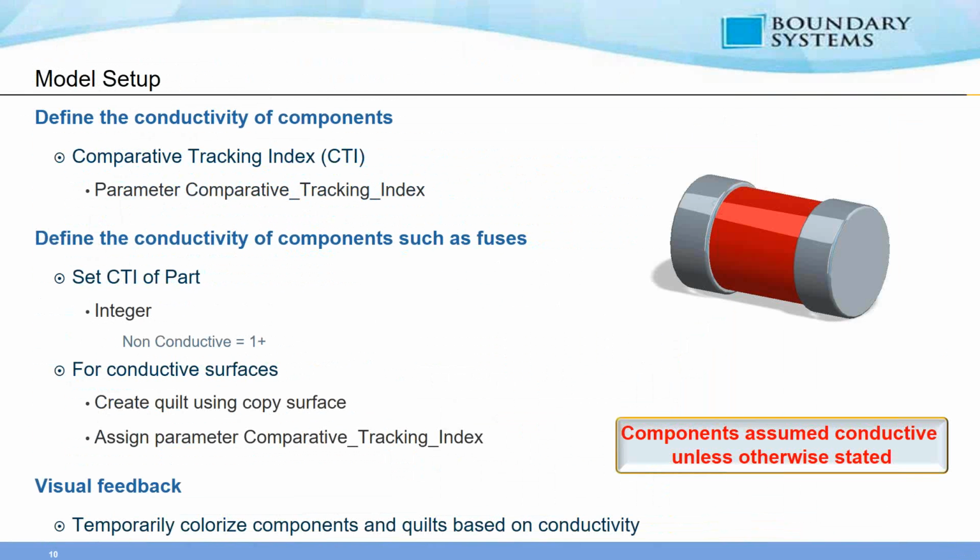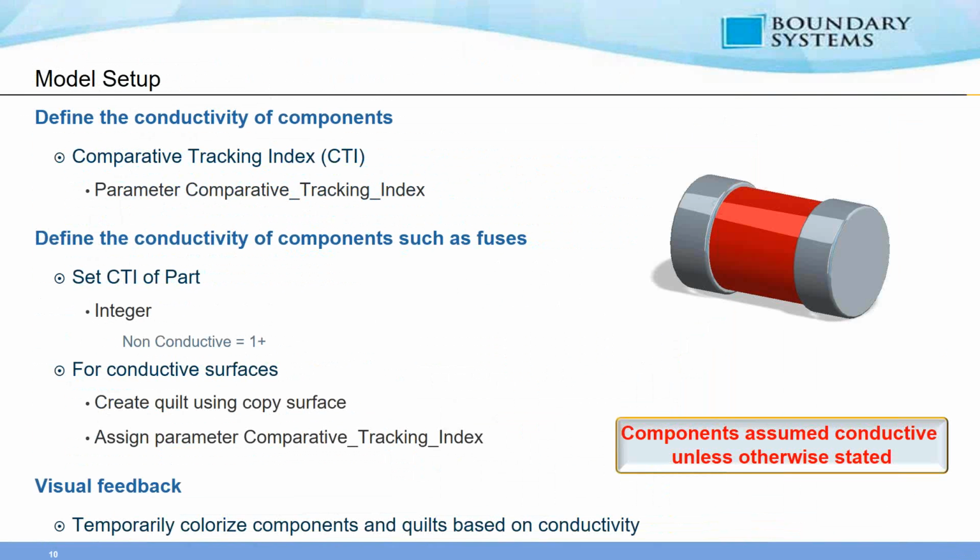So let's look at how you set up your models. First, you have to set up the conductivity of the component, and to do this, a parameter is added to the component to describe the comparative tracking index, or CTI value. Once the parameter is set in Creo Parametric, we'll understand whether the component is conductive or non-conductive. As a safeguard, components that are missing the CTI value are automatically set to being conductive. So the clearance and creepage assumes that the component is conductive. So it's a worst case scenario.